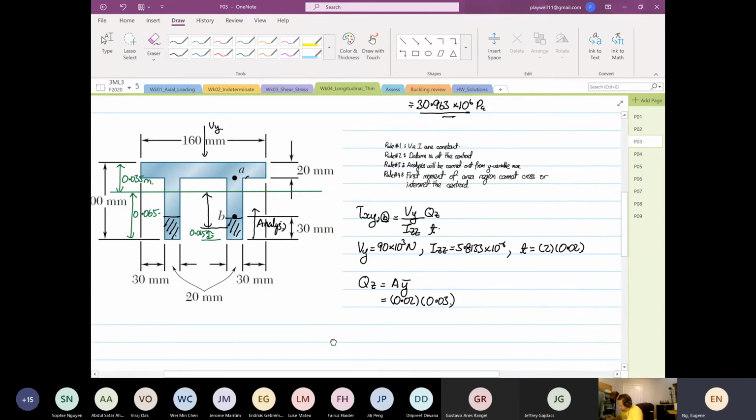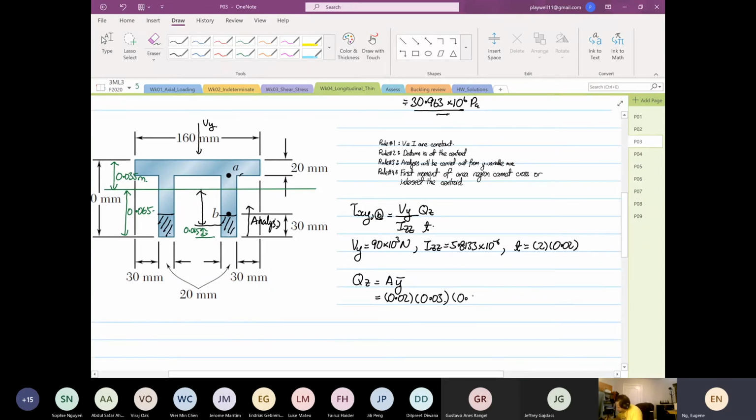So from there, we can find that our y bar is 0.065 minus 0.015. So this is your so-called y bar now. So this will be equal to 0.065 minus 0.015 times 0.03 times 0.02. So this is equal to 30 times 10 to the power minus 6 meter cubed. Oh, I made a mistake. Left and right. Sorry, people. Don't forget, it's left and right. So it will be equal to 60 times 10 to the power minus 6 meter cubed.